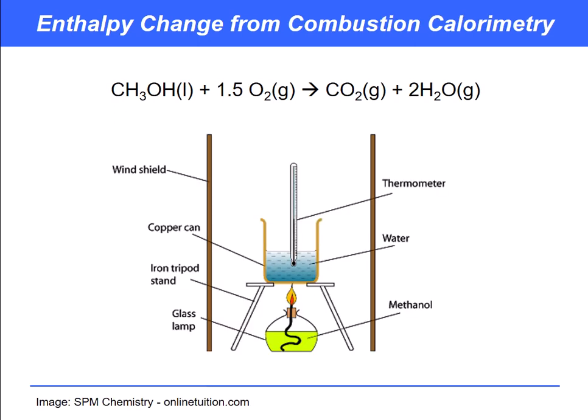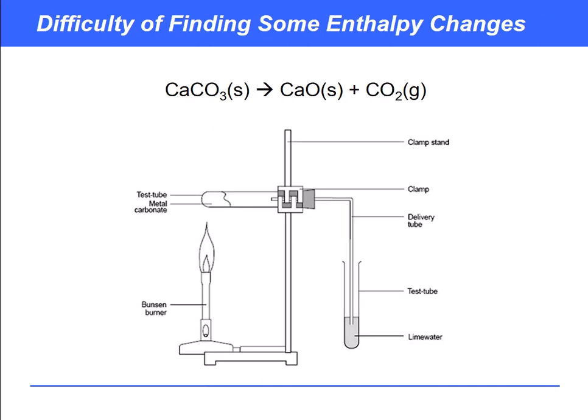For other reactions, such as the combustion here of methanol, we can use a slightly different setup where we contain our reagents in this glass spirit burner. We burn the fuel, and then rather than having the water in the same place, we put some water separately in this copper can, and again we measure a temperature change, delta T. Now in both those cases we're able to turn that temperature change into the enthalpy change for the reaction. However, in some other reactions it's very difficult to do this.